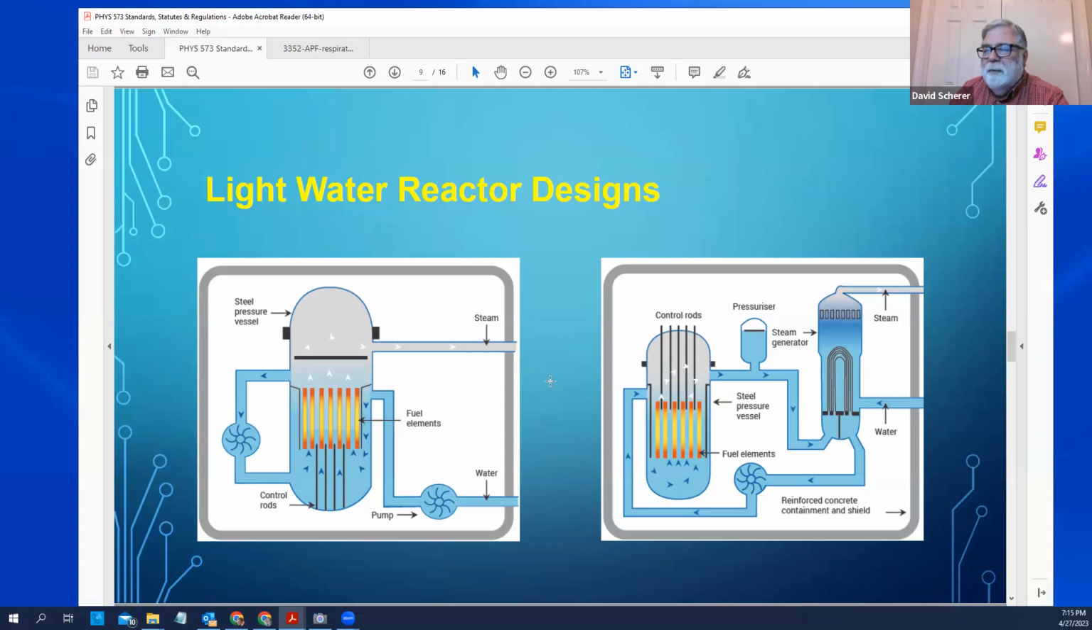Once it's turned the turbine, it's used up some of its energy. It's then cooled by an outside source, usually a lake or a river or an ocean in some cases, to get rid of the residual heat. It turns back from steam into water, and it's returned back to the reactor, and the cycle continues. That's a boiling water reactor.